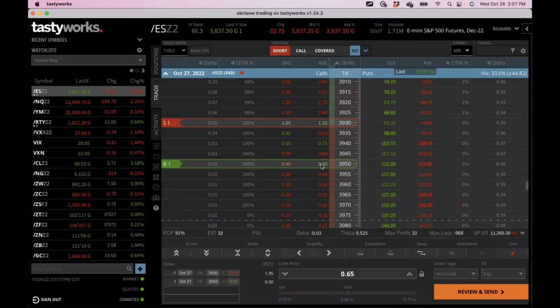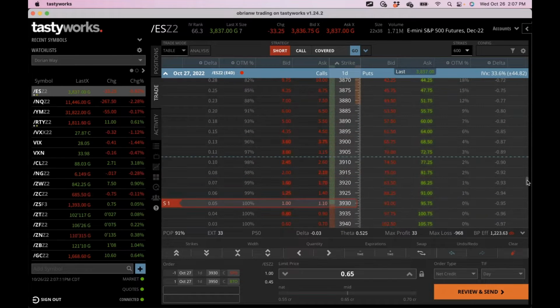So that's the 5 delta. On the call side, we're getting about $30. If you're trading the ES, which is great for a small account, it's half the amount that you see because it's half the SPX. So that's why if you look right here, it's only about $33, $35, $33.